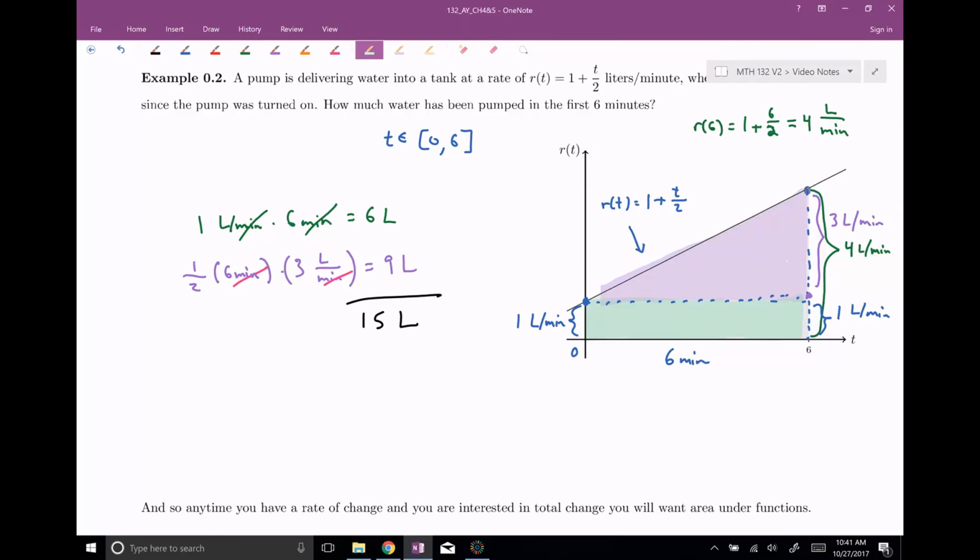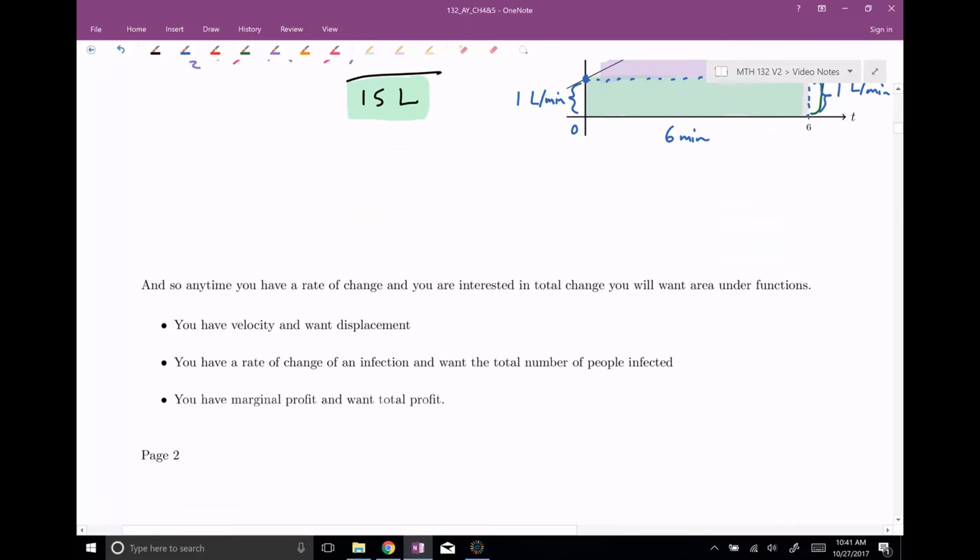And so now we can see the area under this function actually did something for us. We were able to calculate how much water in total was pumped. It was 15 liters. And so area under a graph actually has real-world uses. And the claim is there are more. Anytime you want total change, and maybe you have a rate of change, you can use this idea of area under a function.